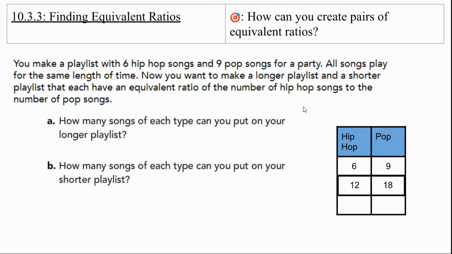Now I want to make a shorter playlist. So if I start with my original playlist of 6, I'm going to do 6 divided by 3 is 2, and 9 divided by 3 is 3. As long as I take the same original terms and multiply or divide both of these by the same number, I will create an equivalent ratio.